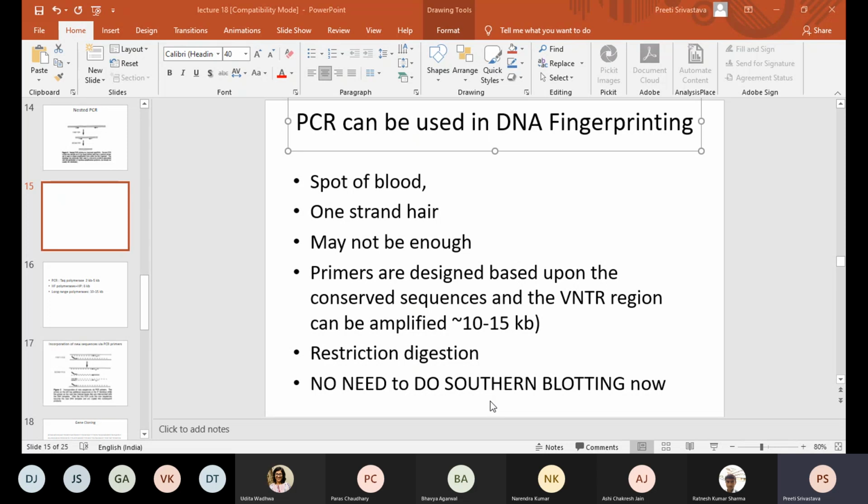Is the idea clear? Yes, ma'am. But in RFLP also we do not do southern blotting.